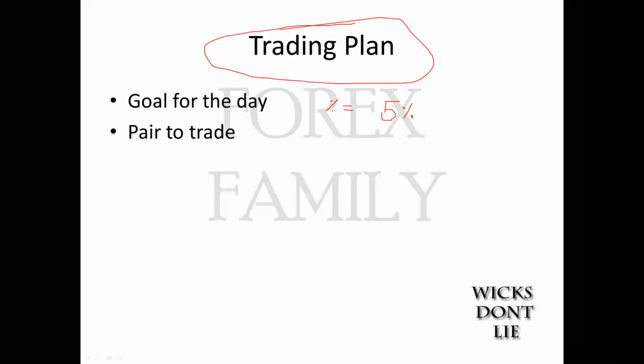Goal for the day, and then the pair to trade. Now, my pair to trade is USD/JPY. This is my pair to trade. And when I trade USD/JPY, I'm looking to reach my goal for the day with USD/JPY. Okay, this is my goal and this is my pair. Very, very important. You have two things now. Now you need to articulate what you would do to reach your goal for the day trading USD/JPY.